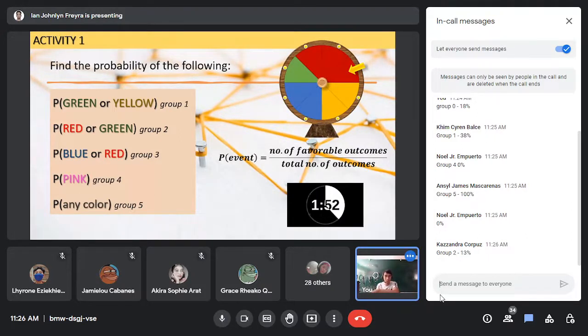Group 2, 13%. Red or green. You sure group 2? 13% ba? Finding red or green. How many are red? How many are green? So green natin is 1, red natin is 3. So just add them and that will be your favorable outcomes. What is 3 plus 1?